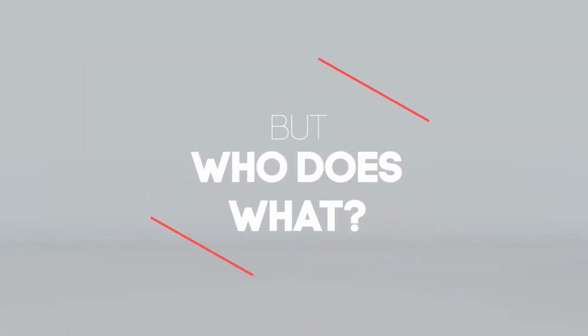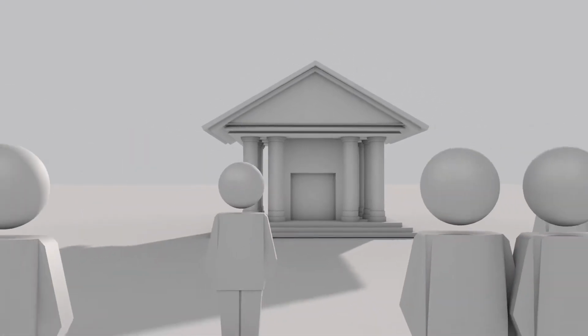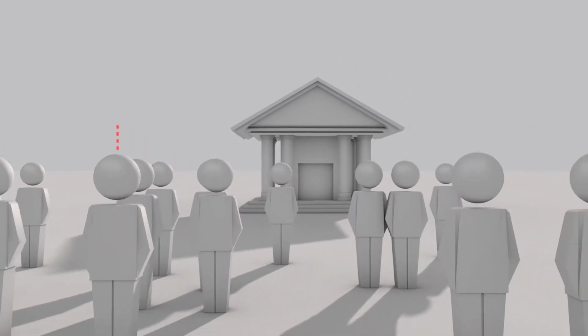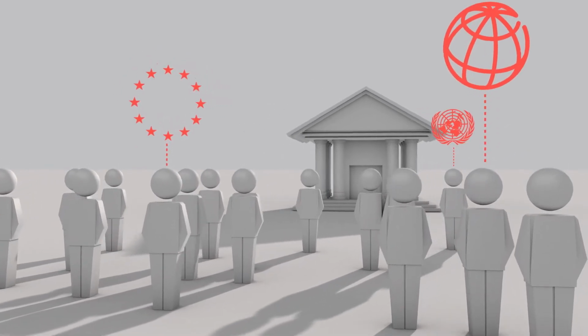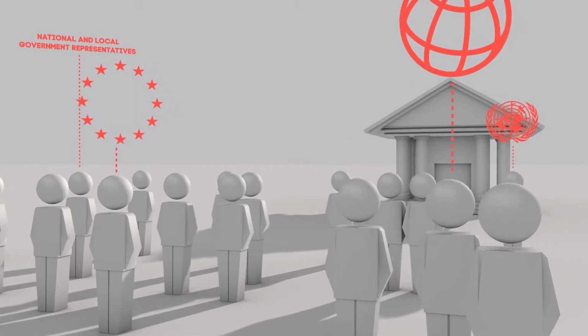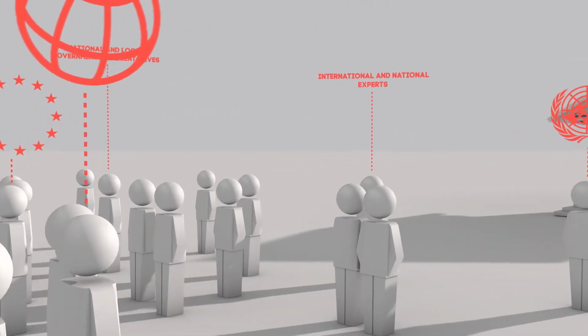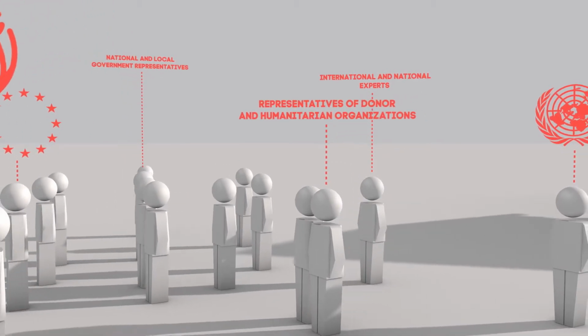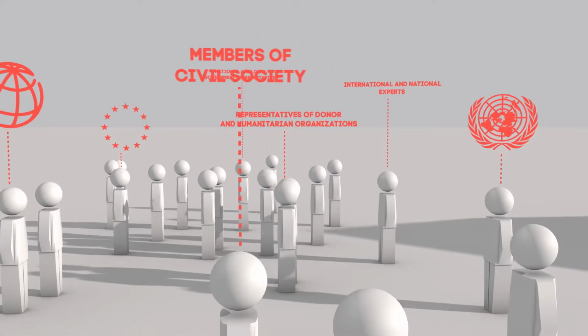Who does what? RPBAs are requested and led by the government and receive technical support where needed from the EU, the UN, the World Bank and other international partners. They are undertaken by a range of actors, including national and local government representatives, international and national experts, representatives of donor and humanitarian organisations and members of civil society.